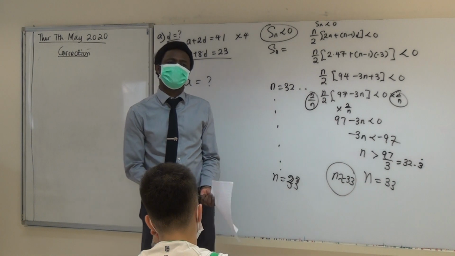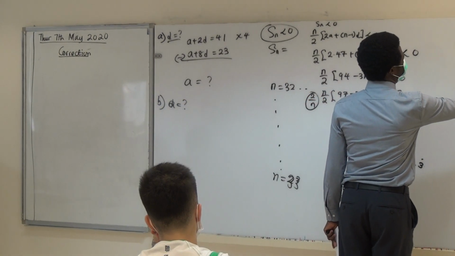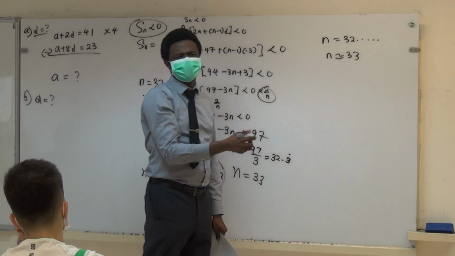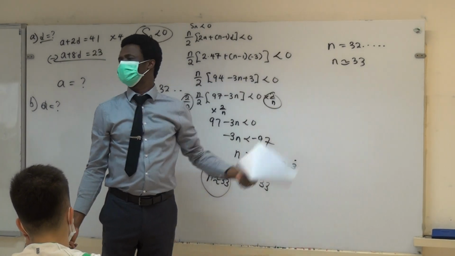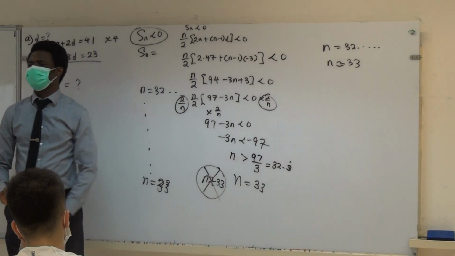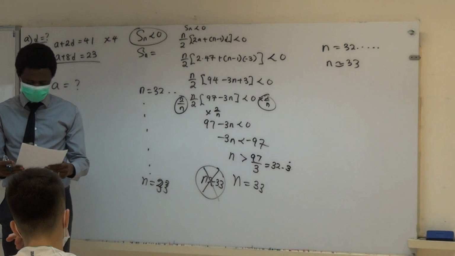You can only talk about approximation if you had n equals 32 point something, then you decide to say, oh, so n is like something like this. It also depends on the situation, before you can actually conclude this. But here, there is no approximation. N is 33, that's the smallest number. Okay? Just wanted to make that observation.